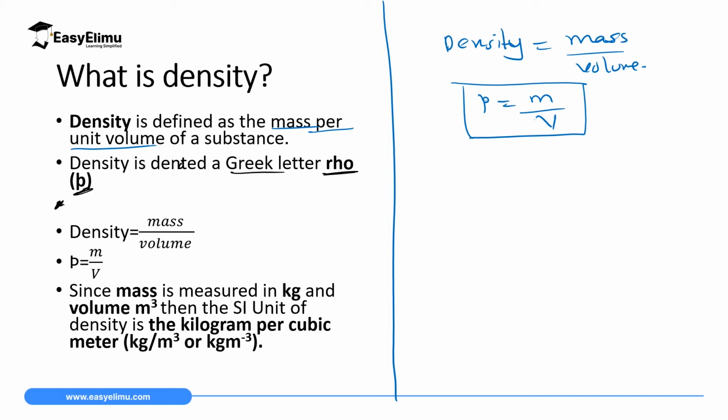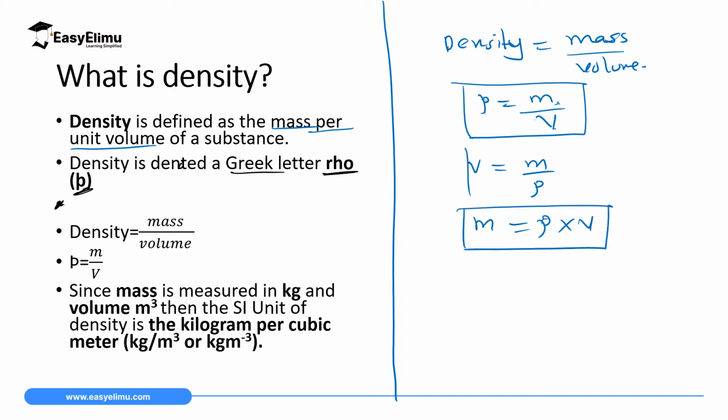So if you have mass and you have volume, you can get density. If you have density and you have mass, you can get volume. If you need volume, it will be mass over density. And if you need mass, it will be density times volume. So it's very important to note how you can manipulate this formula.